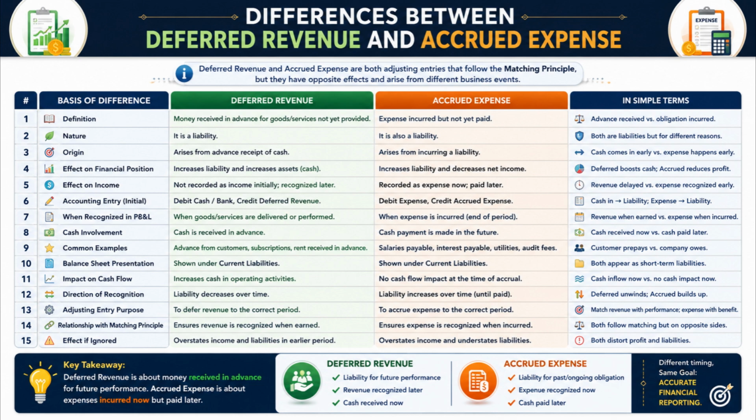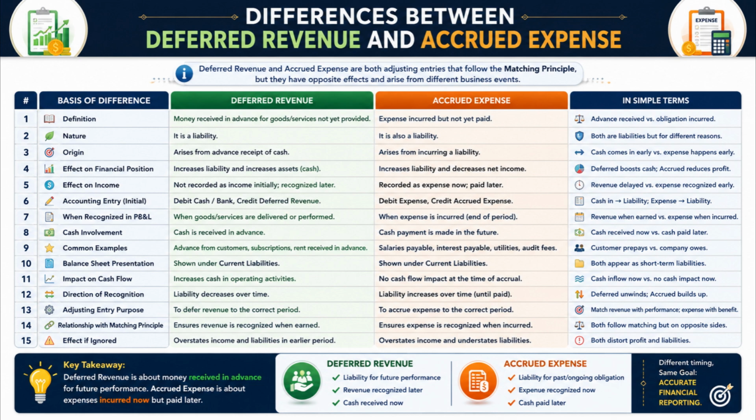Number 9. Common examples of deferred revenue include advance rent, subscriptions, and customer prepayments, whereas common examples of accrued expense include salaries payable, utilities payable, and interest payable. Number 10. Deferred revenue appears under current liabilities in the balance sheet until earned, whereas accrued expense also appears under current liabilities until paid.